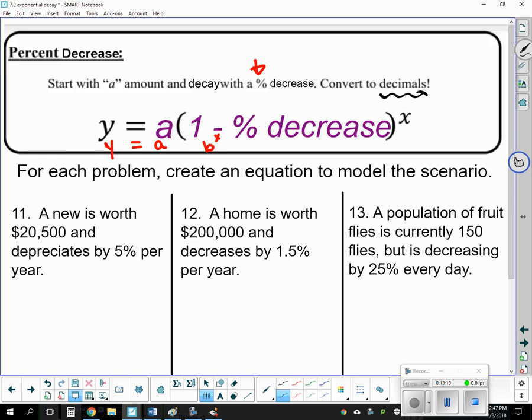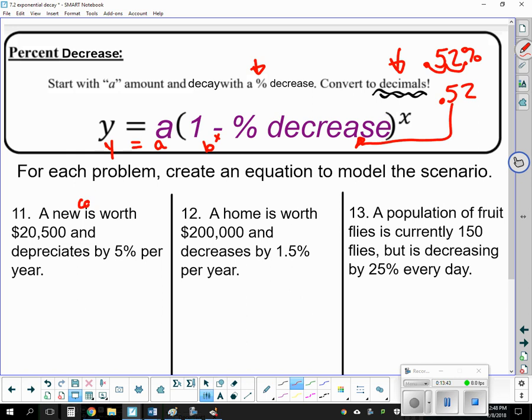But key factor, and some of you guys were struggling with this in the last section, you have to change it to a decimal. So if you are given 52%, you must take that number and move that decimal 2 spots. So when you go to plug it in here, it has to be 0.52. It'll be 1 minus 0.52. All right, let's try number 11.